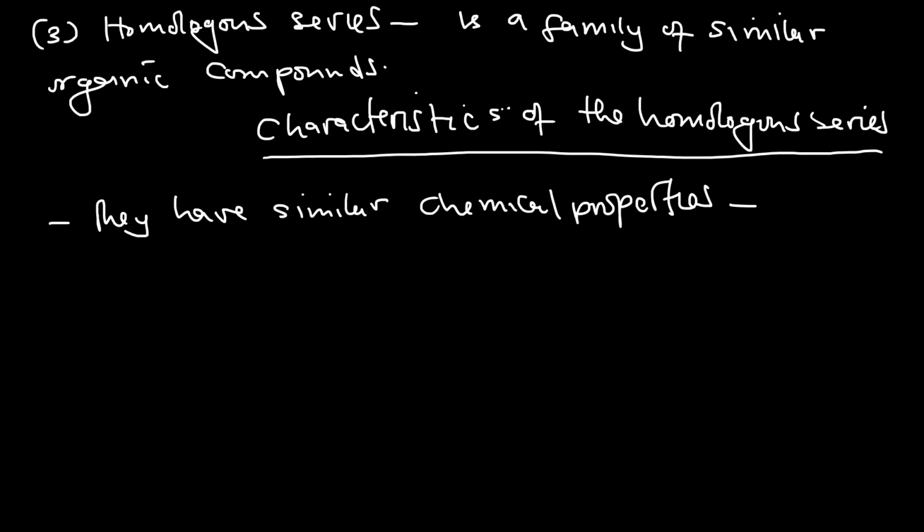Now, when you talk of chemical properties, we are just looking at the way they react. So those that are found in the same family, in terms of reaction, they react the same. But here we should take note that there is a gradual change in terms of their physical properties. So although they have similar chemical properties, they show a gradual change in their physical properties. And this is due to the increase in number of carbons. So, take note of that.